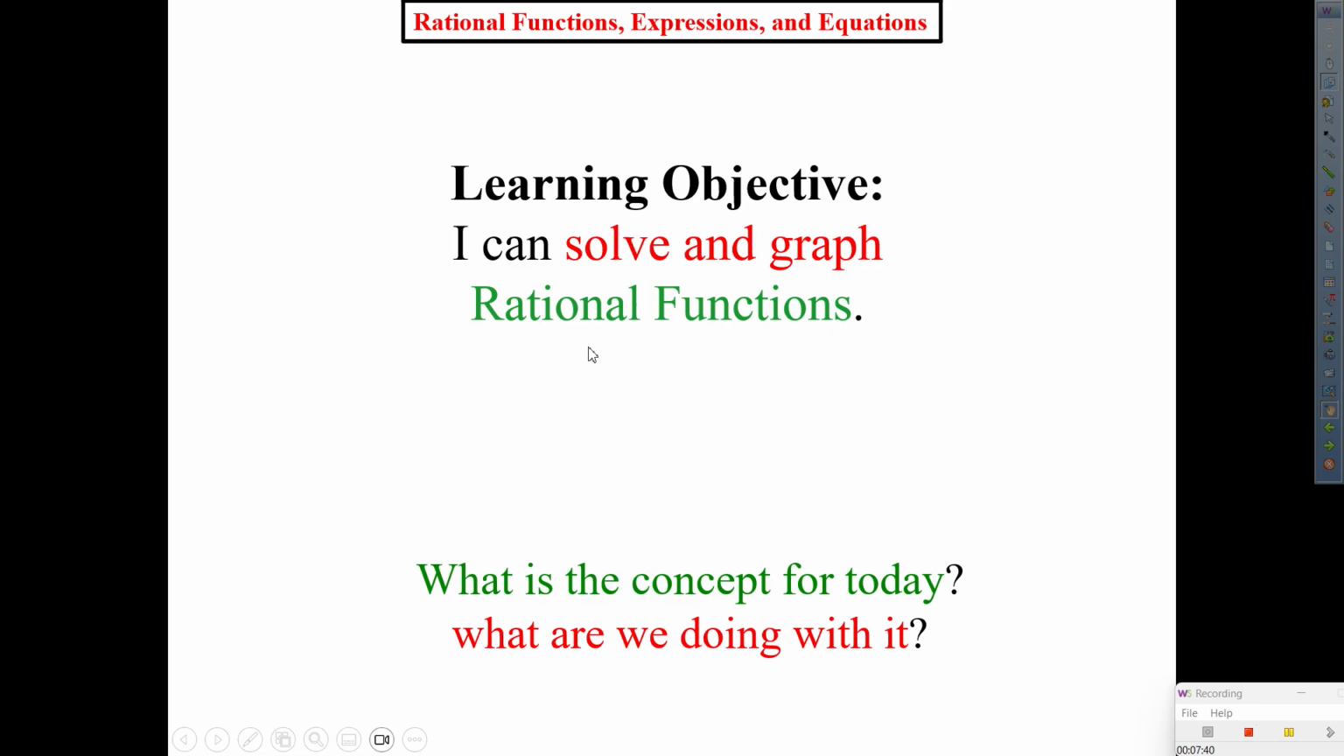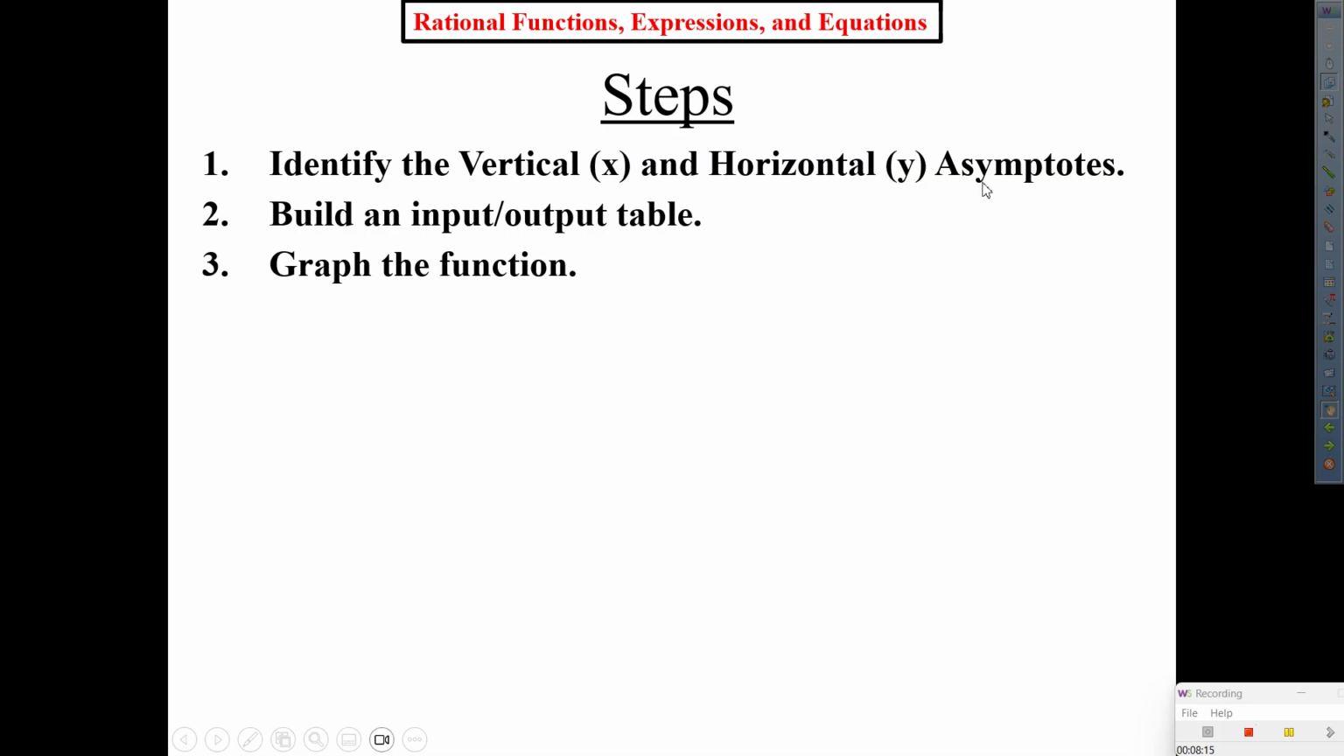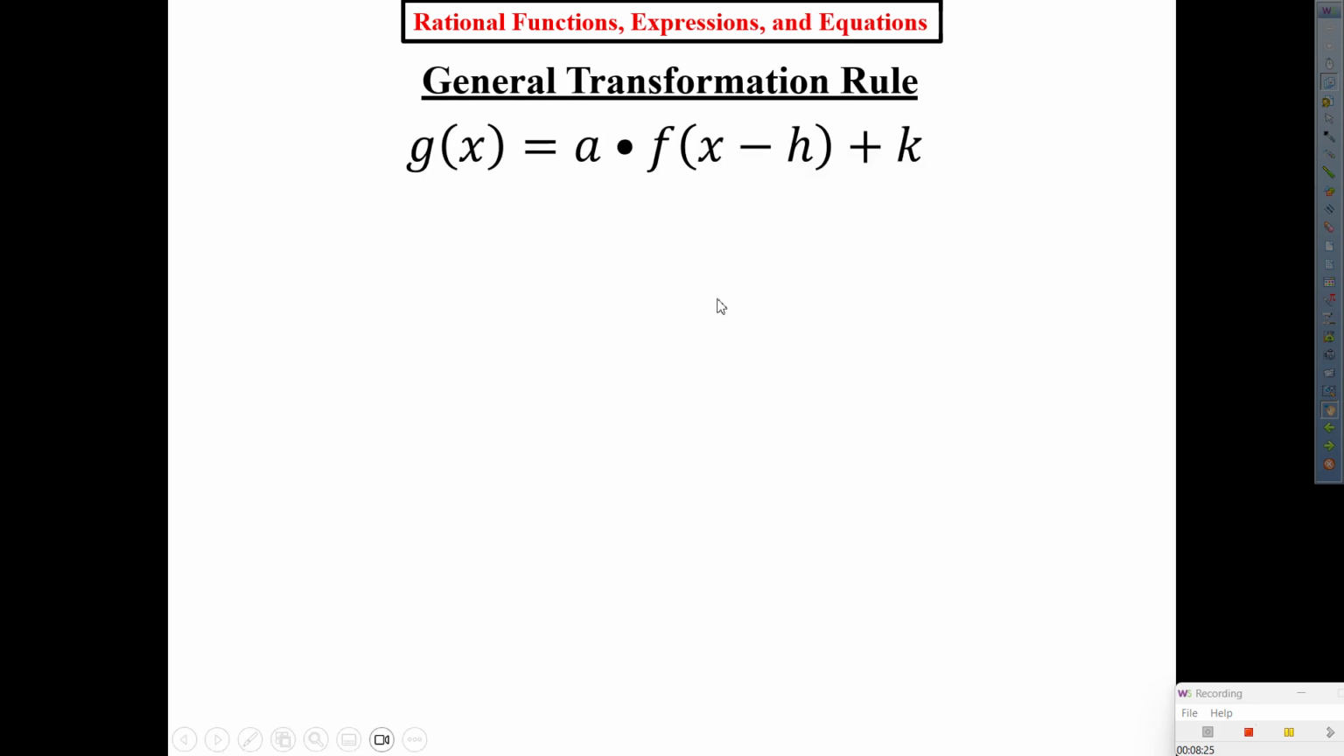So when you hear the words rational functions, what is the one thing that you must see? Tell your neighbor. Yeah, fractions, that is correct. Some of you said equations, yes, as well. So once again, equations with fractions. You already have those notes. I gave you steps to follow with asymptotes, input, output table, and graphing a function. Today we're going to be graphing without a table.